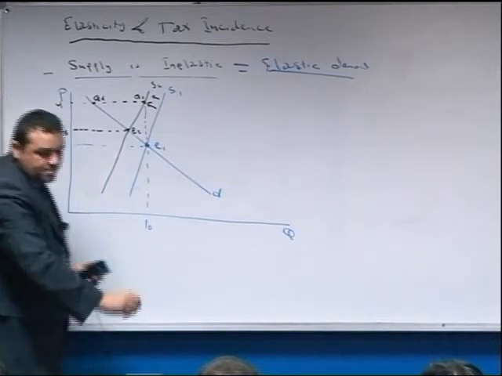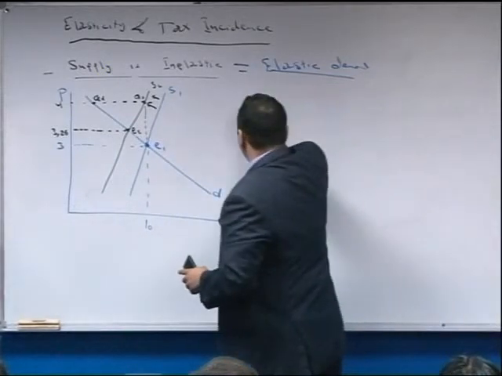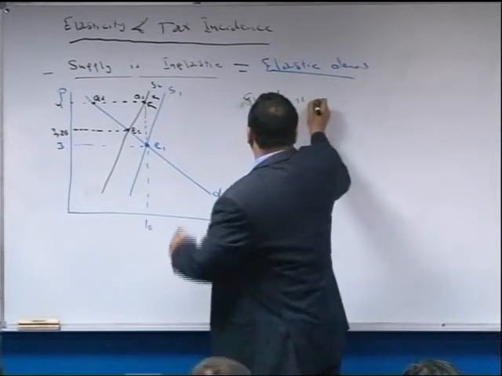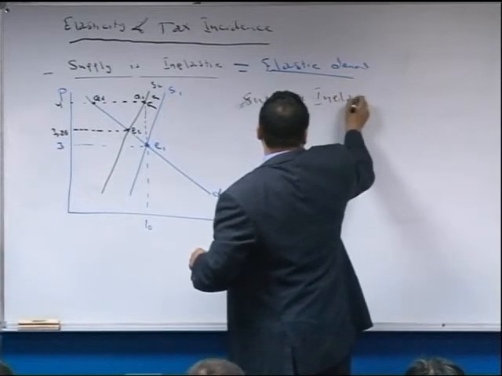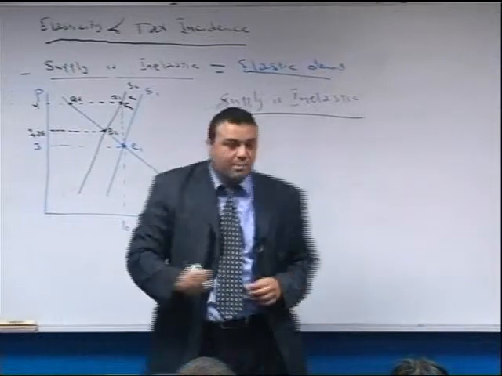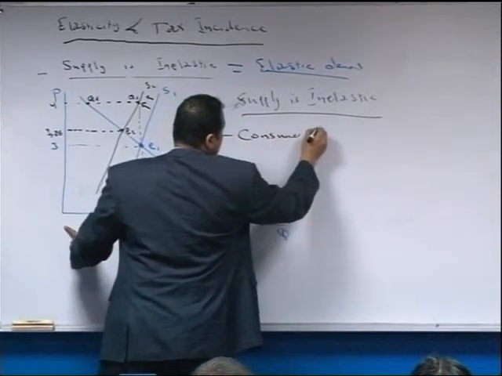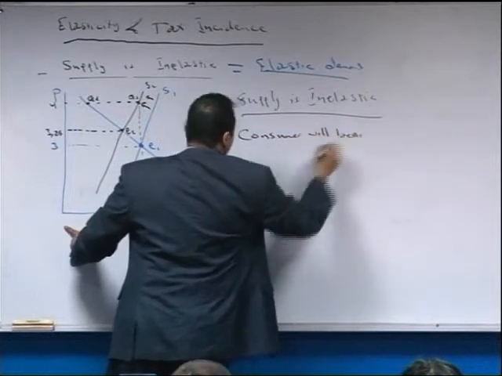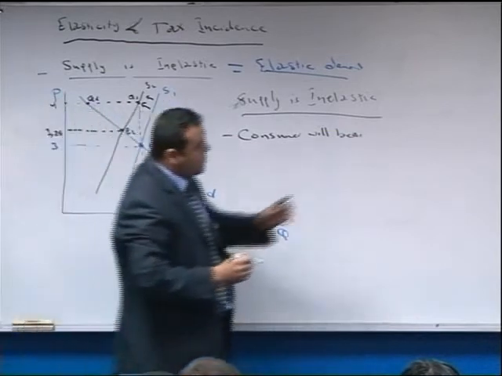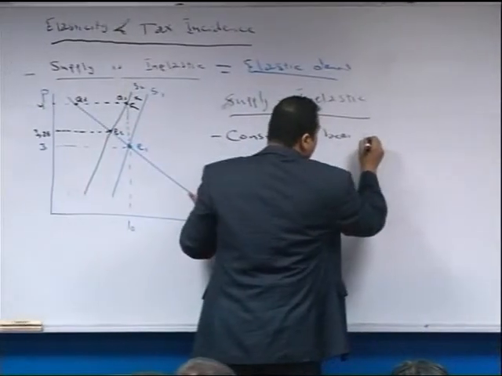By how much? As you see, when demand or supply is inelastic, the consumer will bear the least of the tax burden, and the producer will bear the most of the tax burden. The consumer will bear the least.